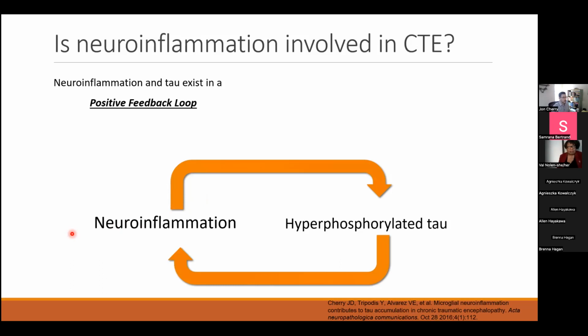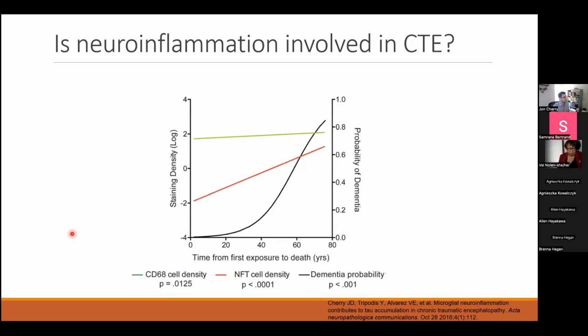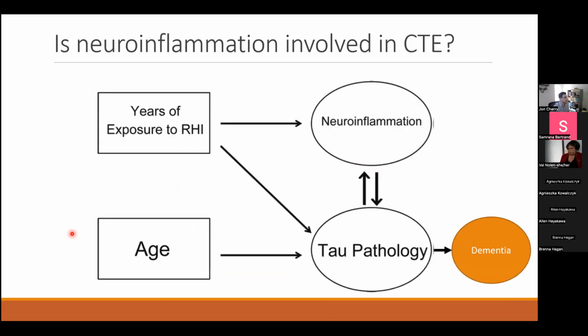Now, the last thing we looked at in the study is the correlation to any sort of clinical variable. And what we were able to see is that as you have more inflammation and tau, your probability of dementia increases as well. So we can add that to our table, and we can see that there is this effect of exposure causing inflammation, which leads to tau pathology and long-term dementia.